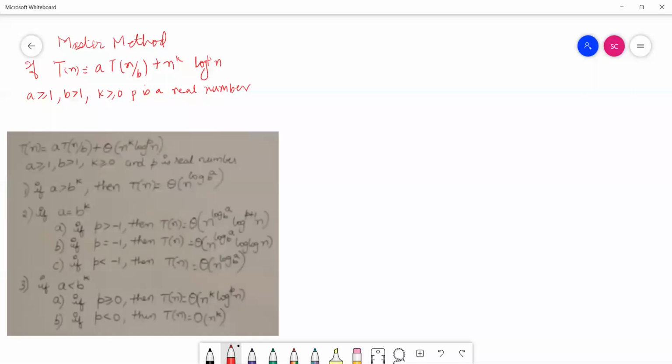Okay. So I'm sharing the screen. You can see it. It's very simple. Then we'll solve some questions. Is this visible? Yes, sir.